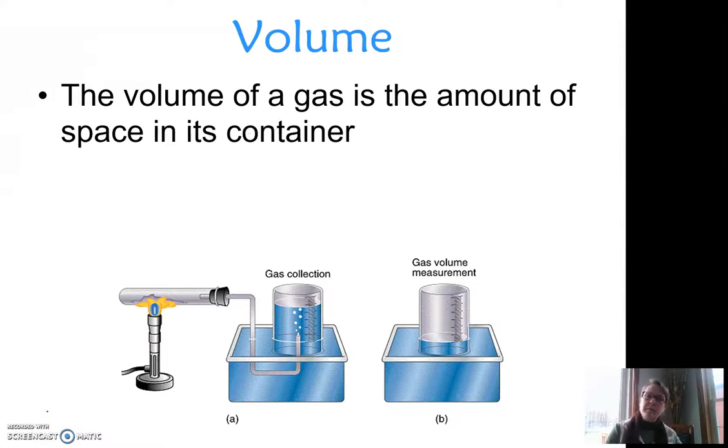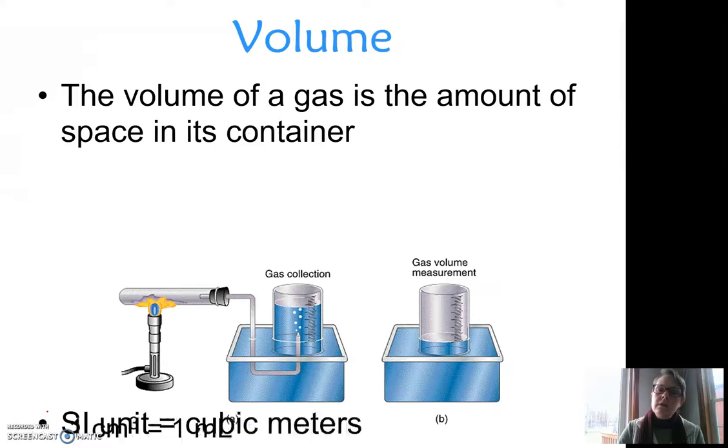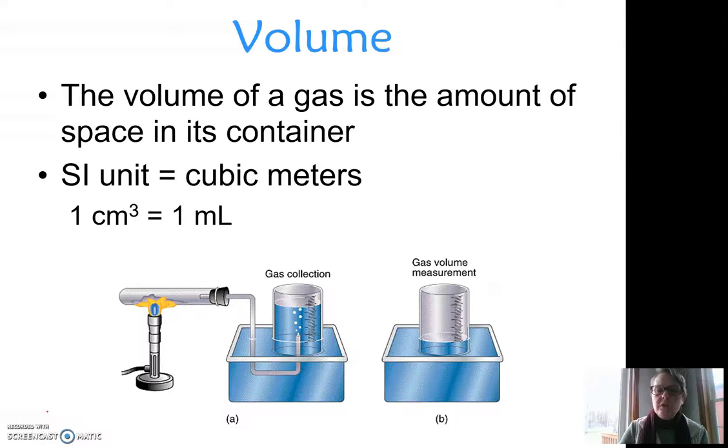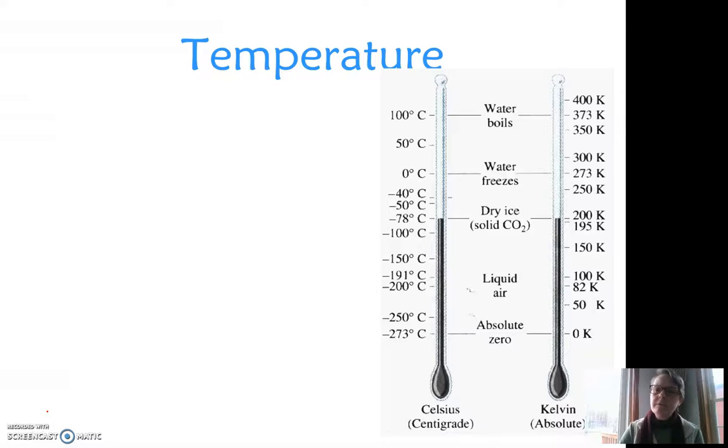Volume is another thing we want to be able to measure about gases. The SI unit is cubic meters, and 1 cubic centimeter is going to be equal to 1 milliliter, or 1 cubic meter will be equal to 1 liter.